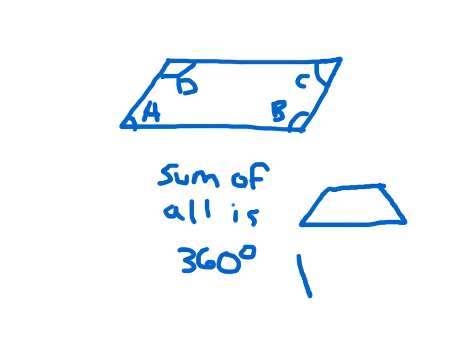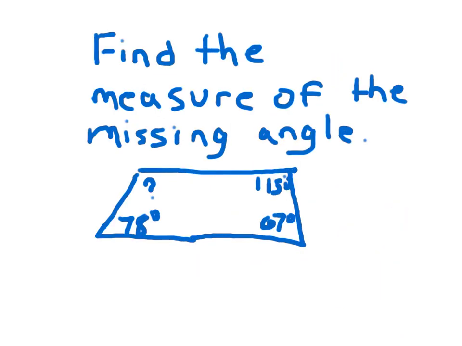So for instance, if we had this quadrilateral, the sum of those angles is also 360 degrees. So knowing this, that the sum of all the angles is 360 degrees, we could find a solution for a question like this, where we're asked to find the measure of the missing angle.